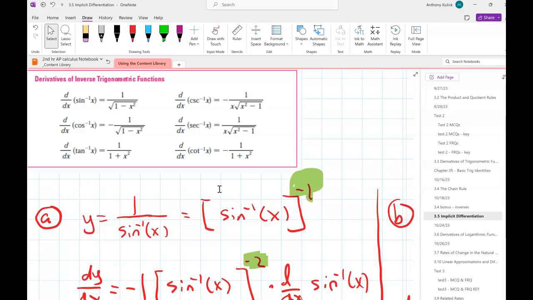Okay, and then just one last question. I don't know how you got it to there. That was where I was confused. So let's think about it the same way. Let's think of u as 5x. So the derivative of sine inverse is 1 over the square root of 1 minus x squared. Well, we're going to use a u, right? Right. And then du dx. And then we plug our u back in.